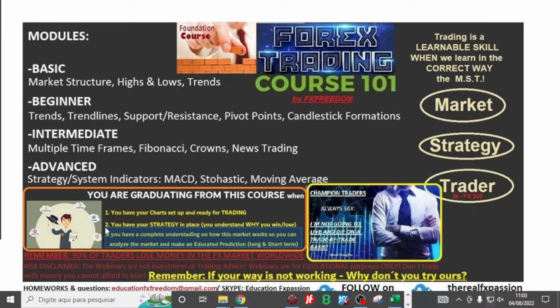Okay? Number 3 is the big one. You have a complete understanding on how this market works, so you can analyze the market and make an educated prediction. It's always a probability game, but you can predict to a degree what is going to happen more or less in the markets. That being said, remember, if your way is not working, why don't you try ours? Also remember that still today, 2022, 90% of traders lose money in the Forex market worldwide.